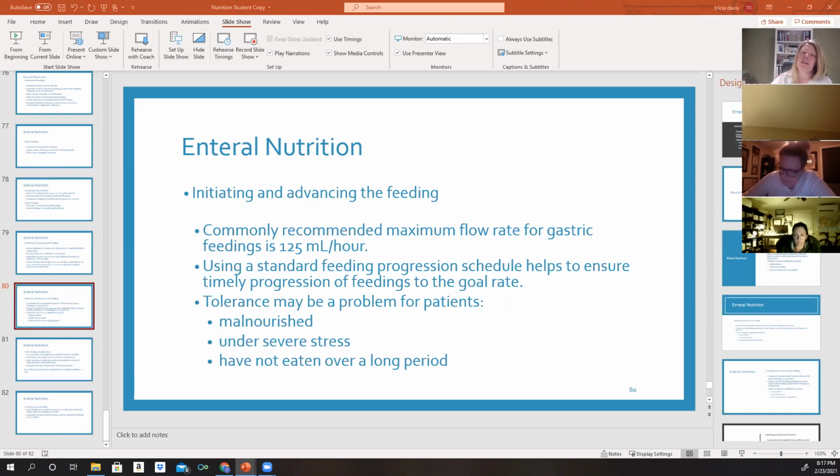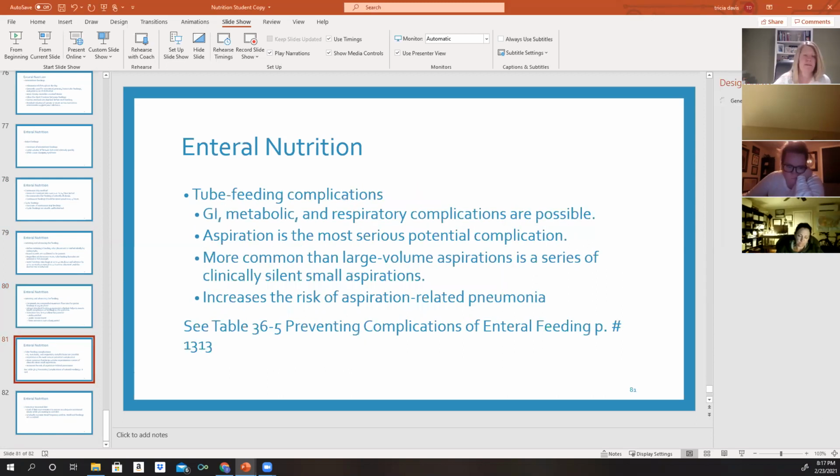Tolerance can also be an issue if the body is under severe stress. So not just the stress that you and I get from nursing school or working, this is stress from the body being sick. So if they've had a major surgery or they are septic or something like that, the body's considered under stress. And for your patients that have not eaten for a long period of time, you just have to be careful, because once you introduce this nutrition, they can have trouble tolerating it.